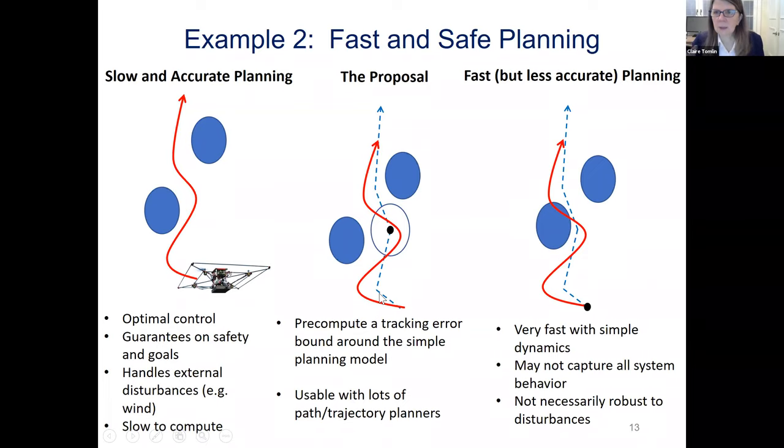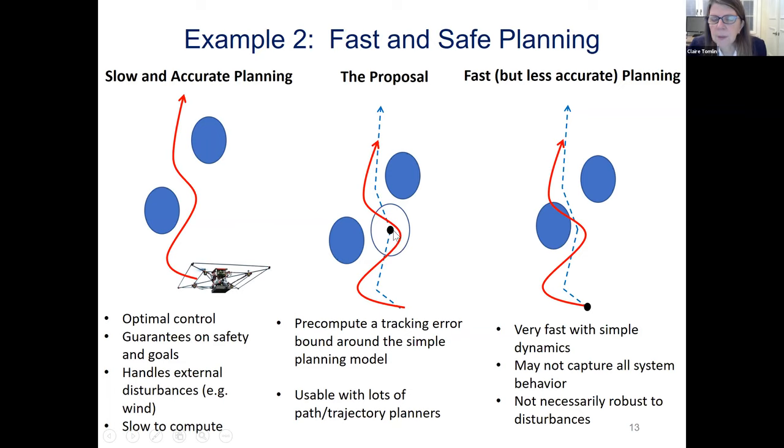So we create a relative dynamics between the typically high-dimensional robot dynamics and the point mass model that's typically used in fast planning in robotic systems. And then with that relative model, we pre-compute a tracking error bound. What is that tracking error bound? It says that if we put the point mass model here at this dot, then pre-computing a tracking error bound means computing all states for which there's a control input of the high-dimensional dynamic system which will keep the high-dimensional model within that bound of the low-dimensional model.